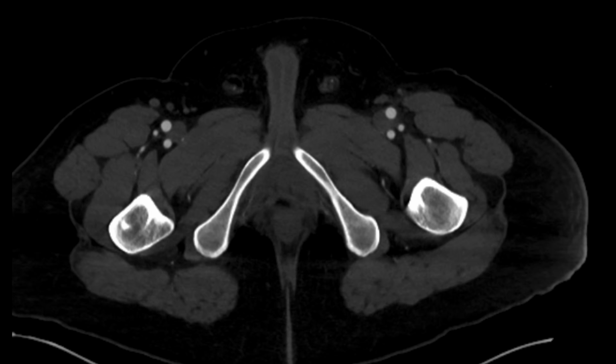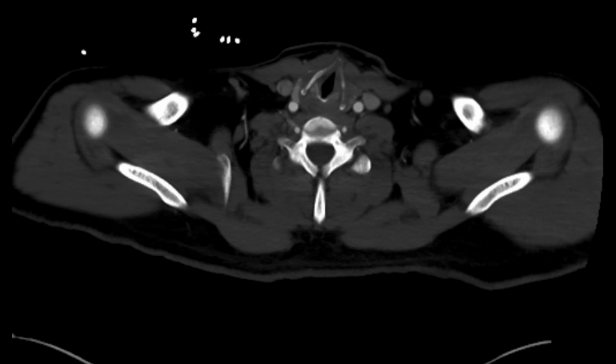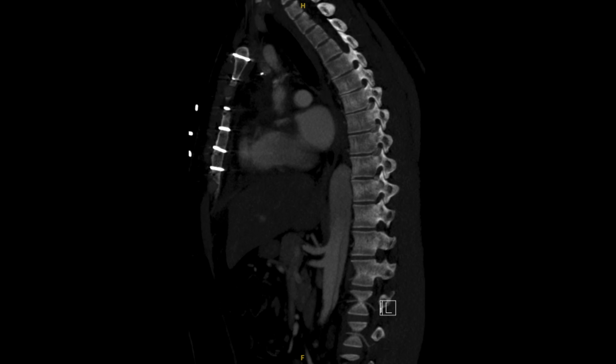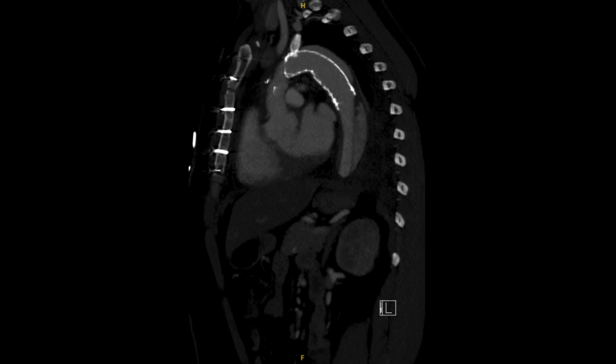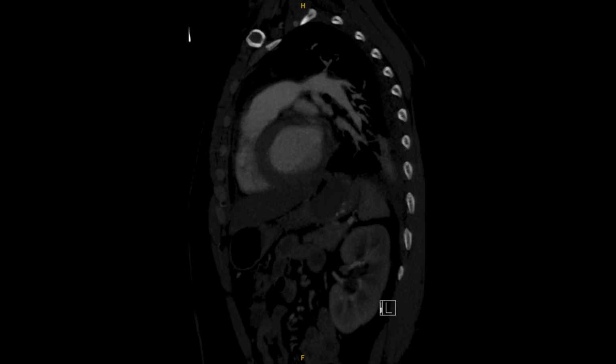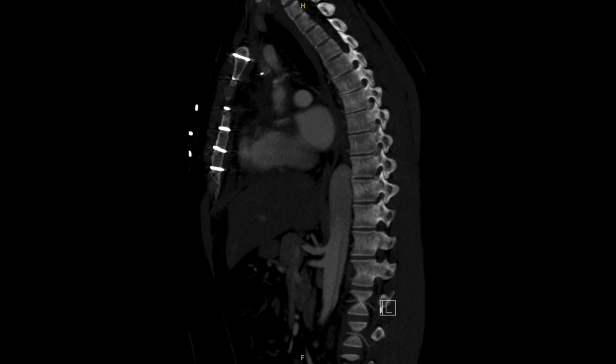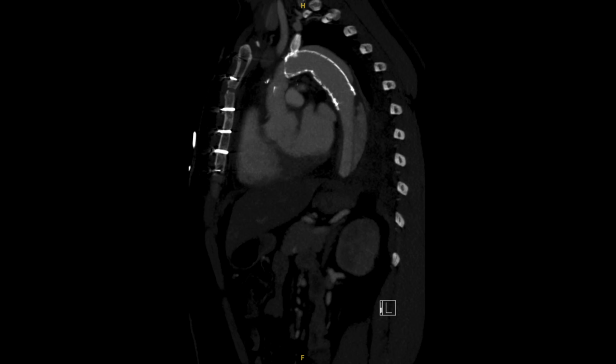With the exception of the two right renal arteries, all visceral branches stem from the true lumen. A small infarct is noted in the lower pole of the right kidney. The patient had an uneventful postoperative hospital course and was discharged home post-op day 7.